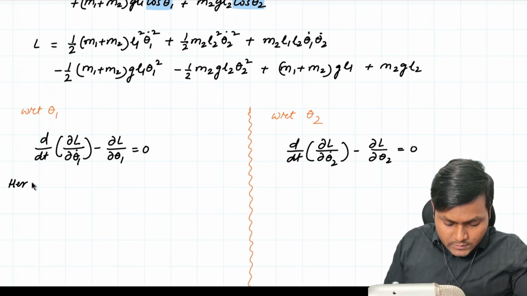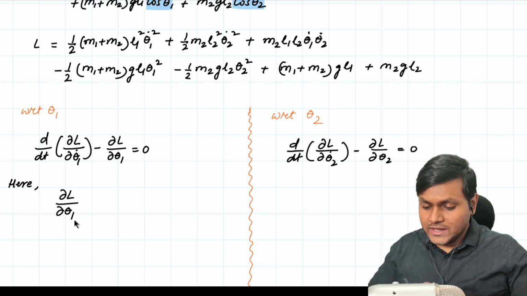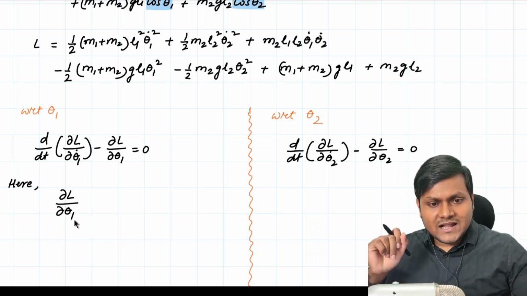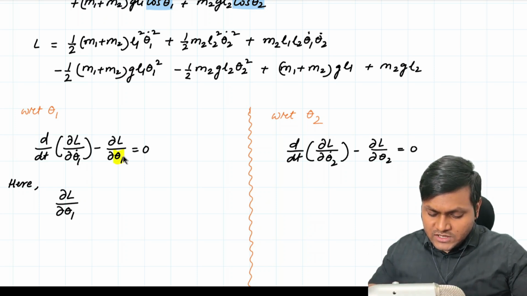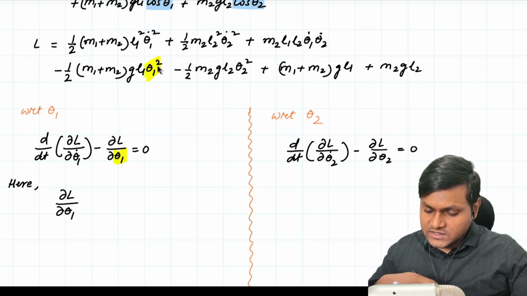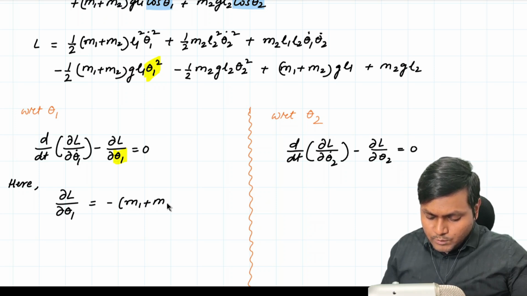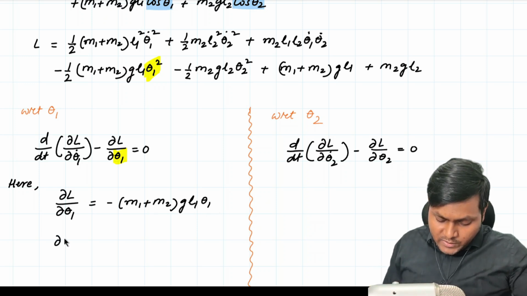So here I need to obtain ∂L upon ∂θ1. If you look at this expression for the Lagrangian, even though it looks lengthy and complicated, the equations of motion are going to be much simpler, because if I am differentiating with respect to θ1 here, then how many terms are there that contain θ1? This is one particular term that contains θ1. That's it. So ∂L upon ∂θ1 is simply minus (m1 plus m2) g L1 θ1. That's it, right?